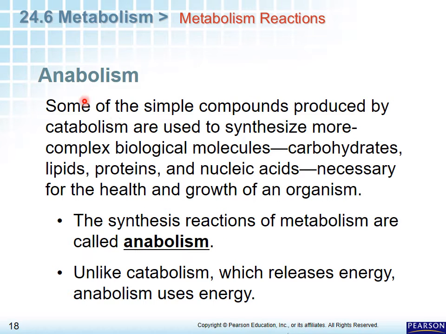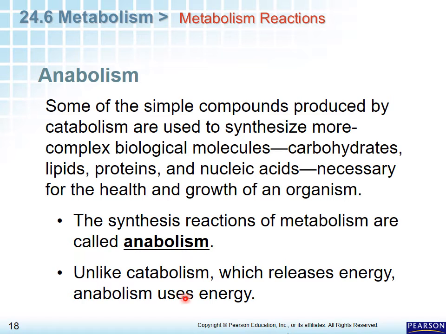Now anabolism. Some of the simple compounds produced by catabolism are used to synthesize more complex biological molecules, carbohydrates, lipids, proteins, and nucleic acids, necessary for the health and growth of an organism. The synthesis reactions of metabolism are called anabolism. Ana means to make or build up. So cata means destroy, to break down. In catabolism, big, complex molecules are broken down into the simplest or small molecules. Vice versa, anabolism synthesizes, meaning produces, the big molecule or complex compound from the simplest molecules.